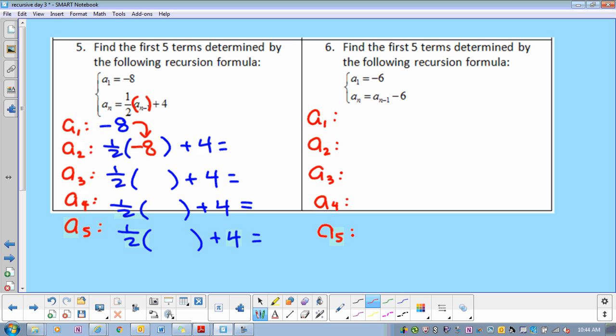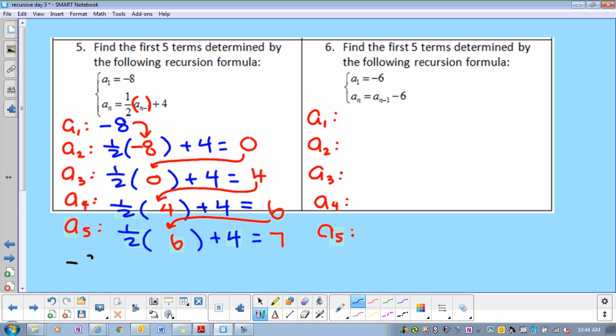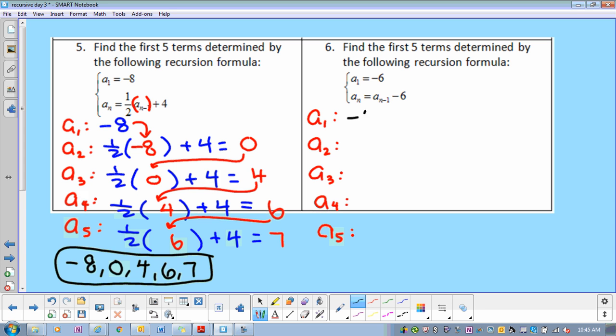Let's see. Half of -8 is -4 plus 4 is 0. Plug in. What's half of 0? 0 plus 4 is 4. Yes, you're right. Half of 4 is 2 plus 4 is 6. And then half of 6 is 3 plus 4, which is 7. Good. Perfect. So we have -8, 0, 4, 6, and 7. All right, so the next one, number 6.